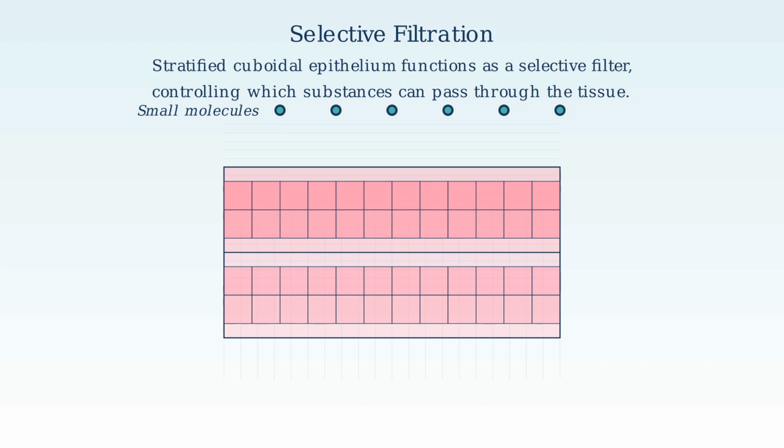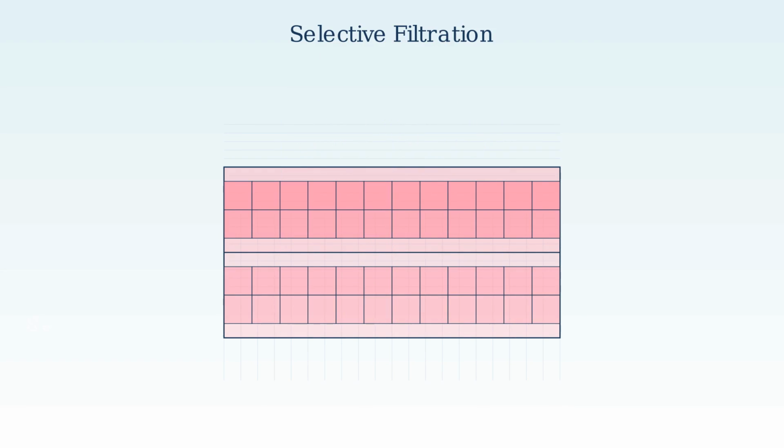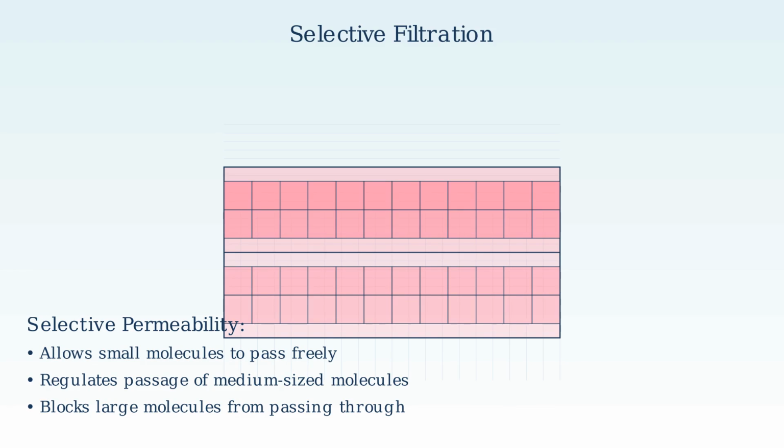Small molecules can easily pass through the entire epithelium. Medium-sized molecules are selectively filtered. Some can pass through, while others are blocked. Large molecules are typically blocked by the stratified layers of cells. This selective permeability is a defining function of stratified cuboidal epithelium.